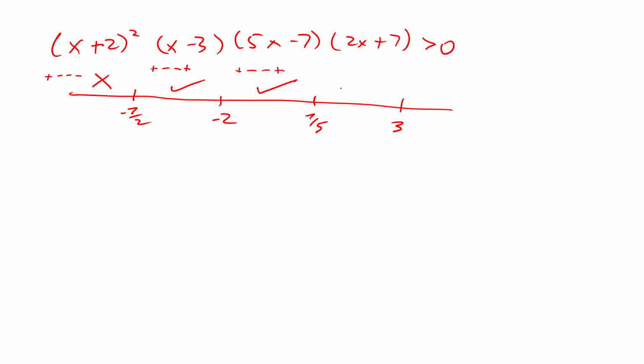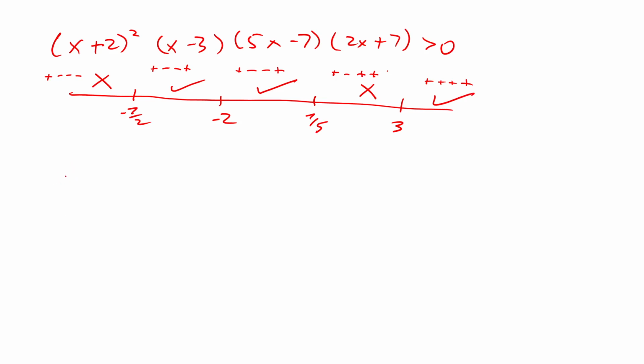When we're in between 7/5 and 3, for instance, an x value of 2 would be a good example. We have a positive factor, a negative factor, a positive factor, a negative factor, a positive factor, and a positive factor. Multiplying all that out does not give us a number greater than 0, so we put an x there. And finally, when we let x be a number greater than 3, for instance, a number like 1,000, all of the factors are positive. Multiplying them does give a number greater than 0, so it makes our inequality true.